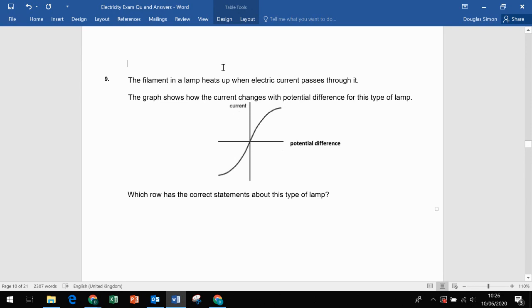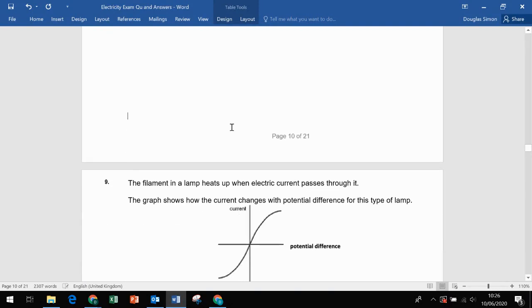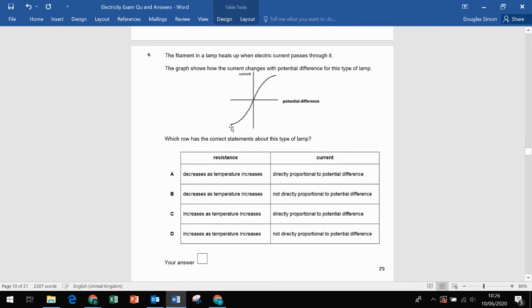Question 9. Let's get it all on one page. The filament in a lamp heats up when electric current passes through it. The graph shows how the current changes with potential difference for this type of lamp. Which row has the correct statement about this type of lamp? So it's a lamp. We don't even need to look at the table. We know the resistance increases with a lamp. So it can only be C or D when we look at the table. And then is it directly proportional or not? Well, directly proportional means straight line through the origin. This is not a straight line through the origin. So the only possible answer is D.